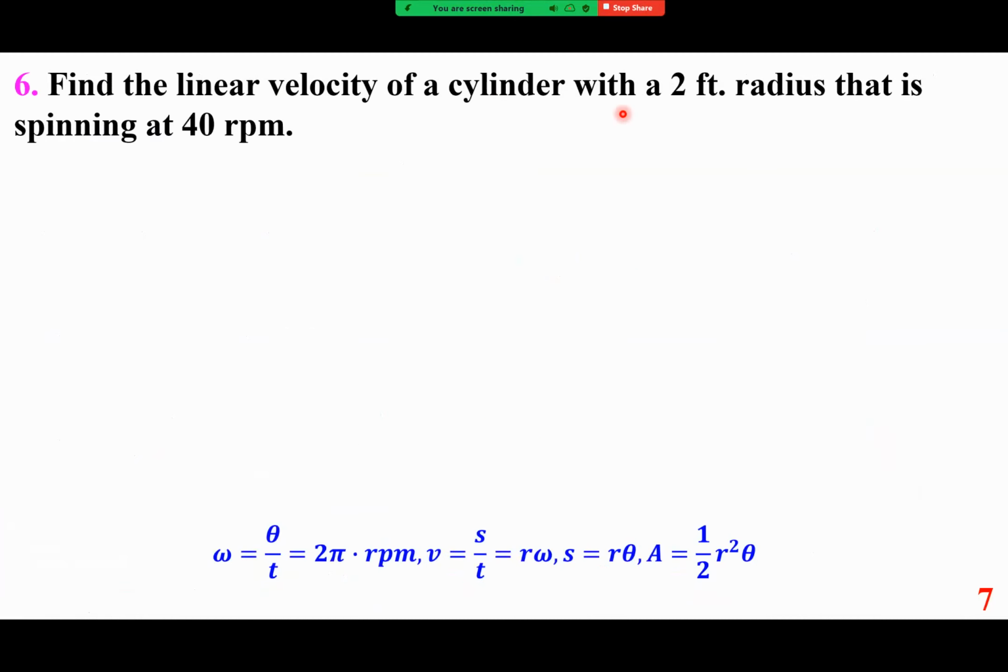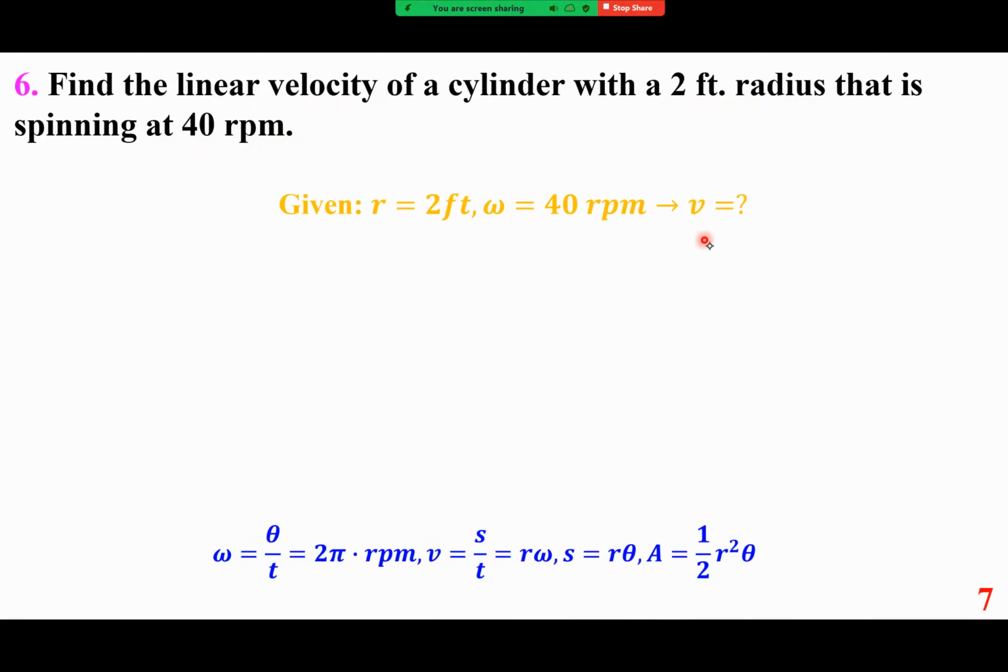Find the linear velocity of a cylinder with a 2-foot radius that is spinning at 40 RPM. Again, we have all those formulas. Let's see what is given. The radius is 2 feet, 40 RPM, that's omega. V is missing. So that's given. What is given? What is missing?